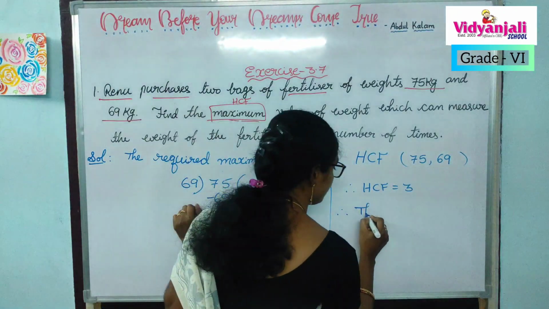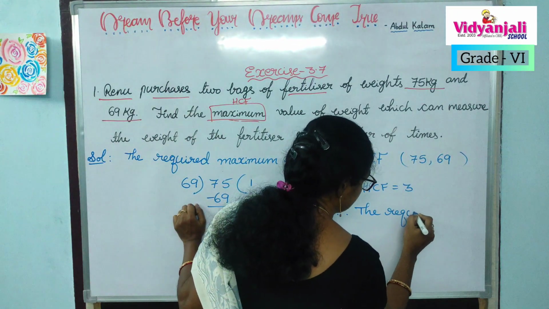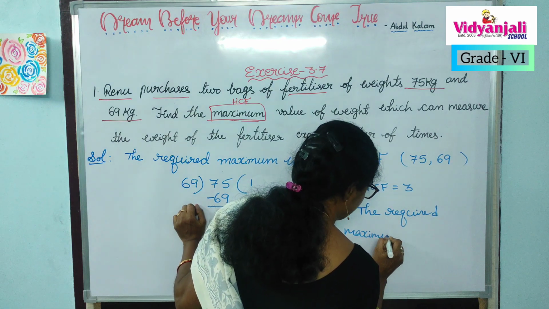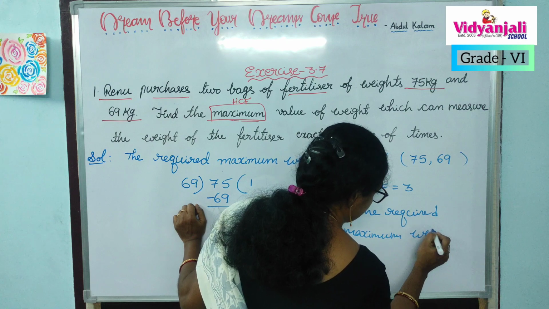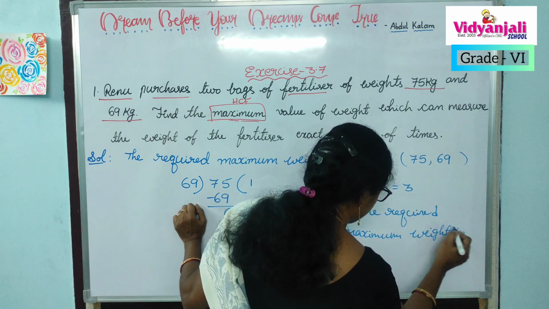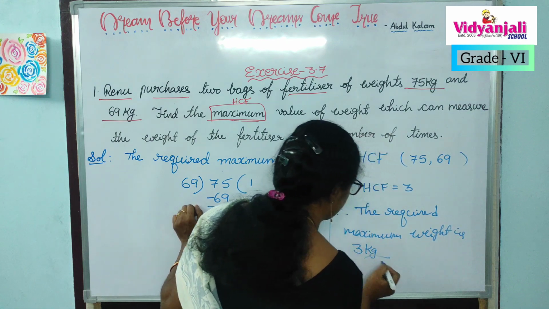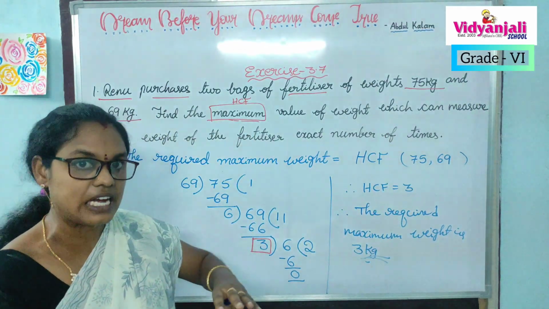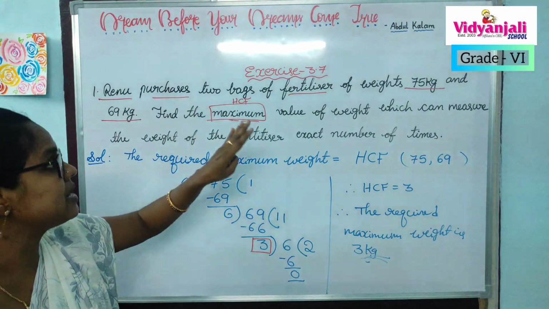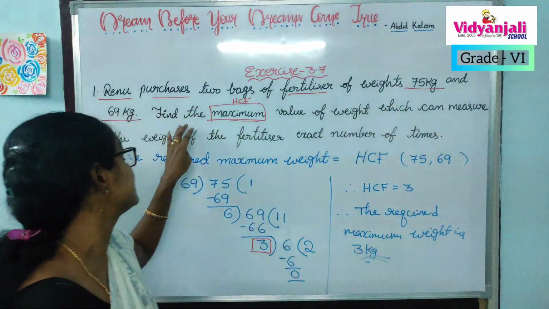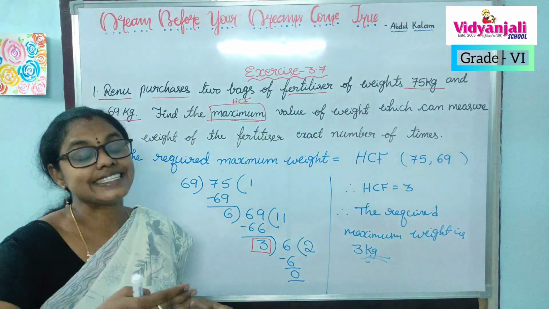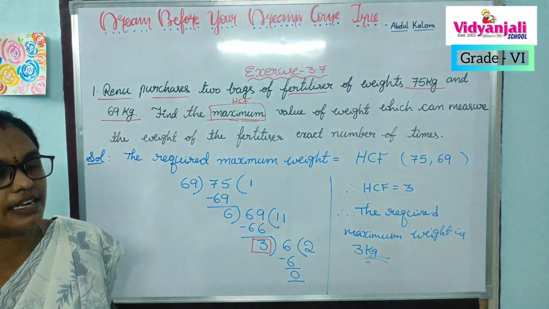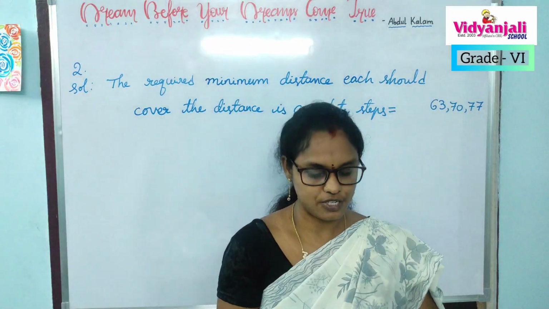The required maximum weight is 3 kg. That means if we take a 3 kg measuring jar or something, we can measure the 75 kg and 69 kg an exact number of times, like 10 times or 15 times or 18 times or like that. Okay children. Second question children.